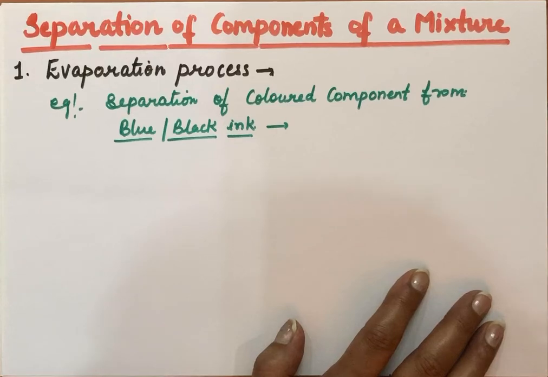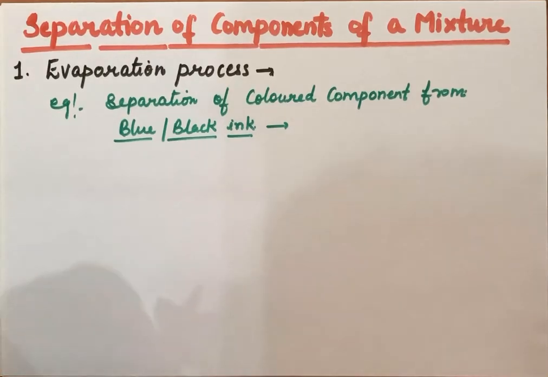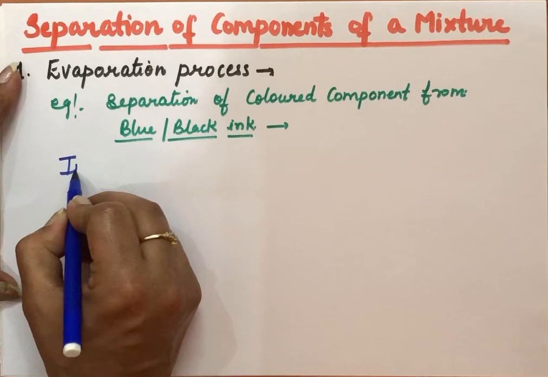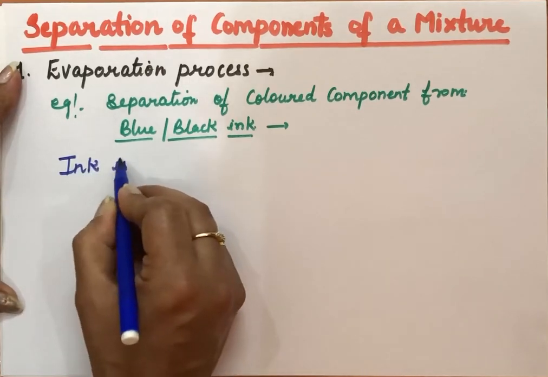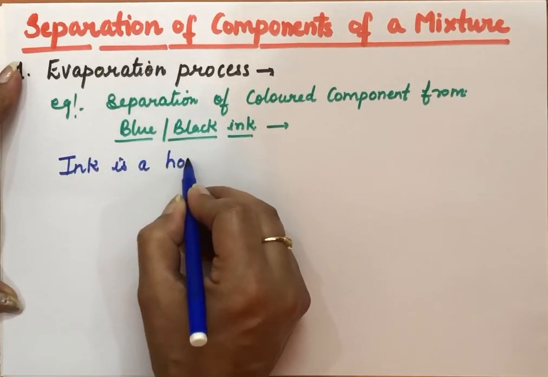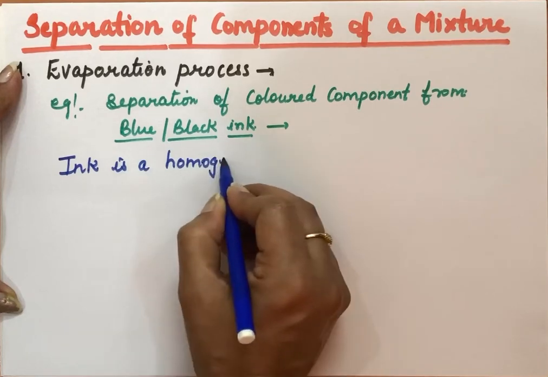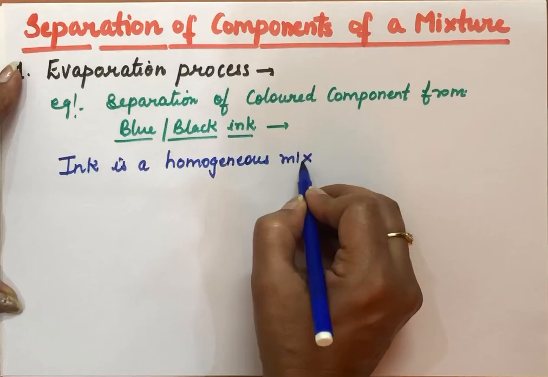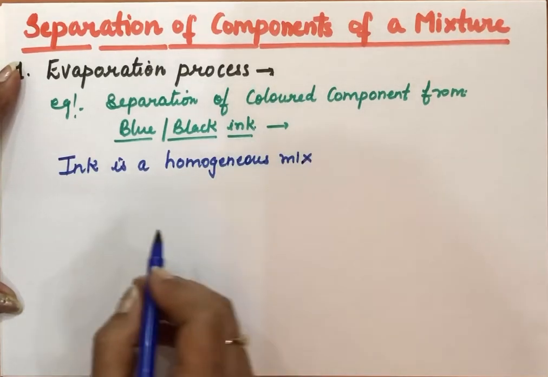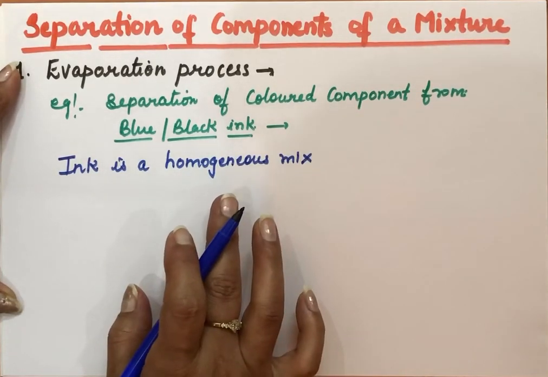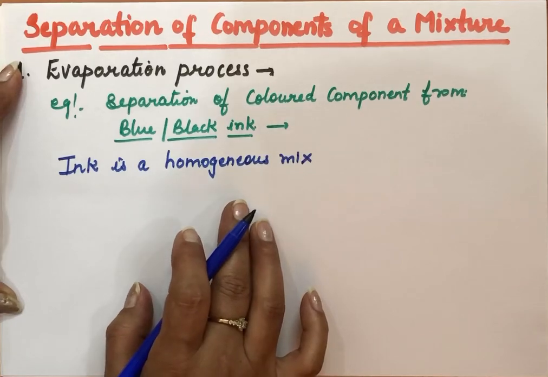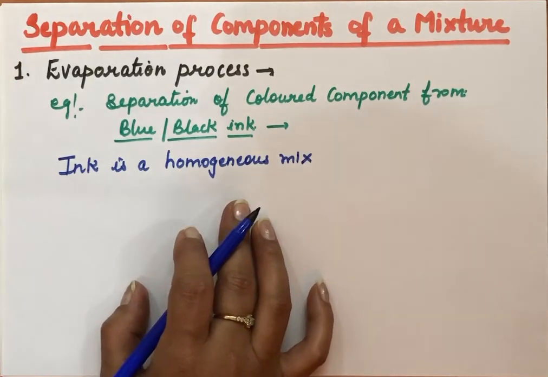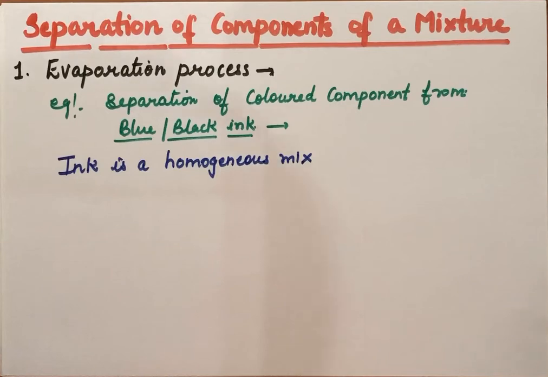So what do we do in evaporation here? Ink we take, ink is a homogeneous mixture. Homogeneous mixture means the components have mixed up uniformly here. The solid dye and the liquid mix up uniformly. So the dye component of ink is separated by the process of evaporation. The procedure for this is, we will first of all take a watch glass.